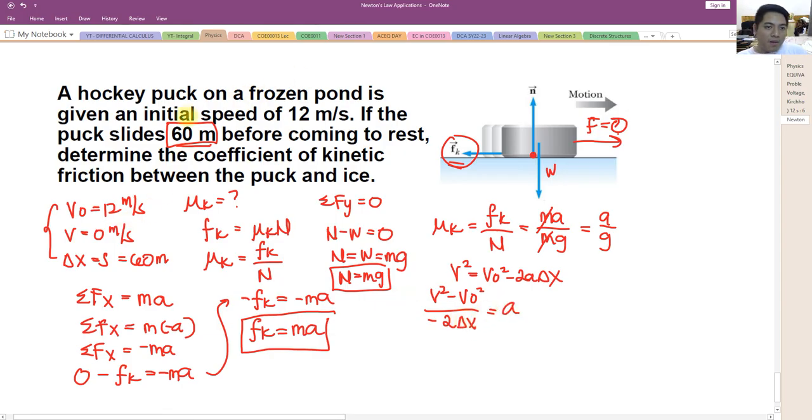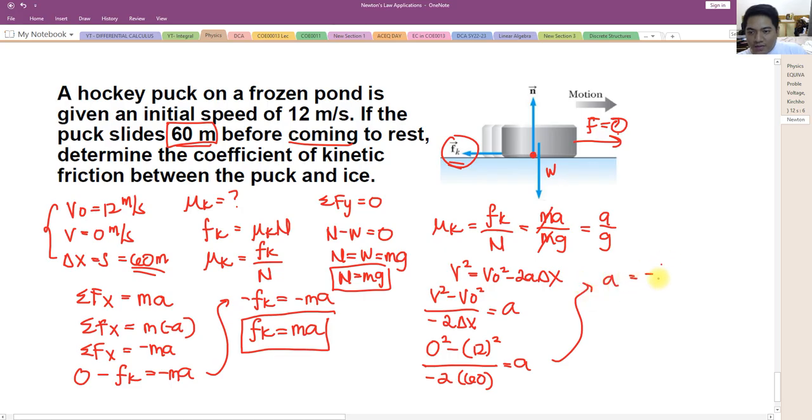The problem says it has traveled 60 meters before coming to rest. So your final velocity is 0 squared minus the initial velocity, 12 meters per second, squared, all over 2 times delta x, which is 60 meters. So a equals negative 144 all over 120, which is 2 times 60. So our acceleration, negative over negative becomes positive, so we have 1.2 meters per second squared.